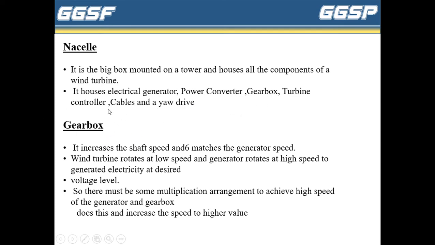Let us discuss the gearbox. What is the function of the gearbox? It increases the shaft speed and matches the generator speed. The wind turbine rotates at low speed, but the generator rotor must run at high speed to generate electricity at the desired voltage level. So there must be some multiplication arrangement to achieve high generator speed, and the gearbox increases the speed to a higher value.